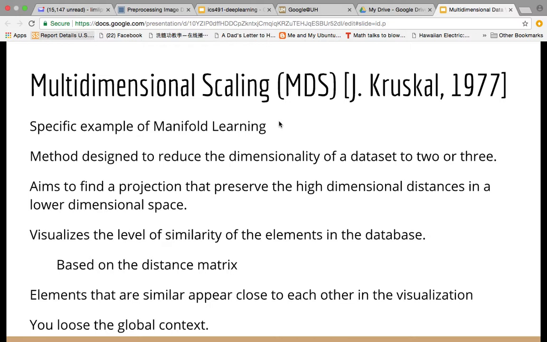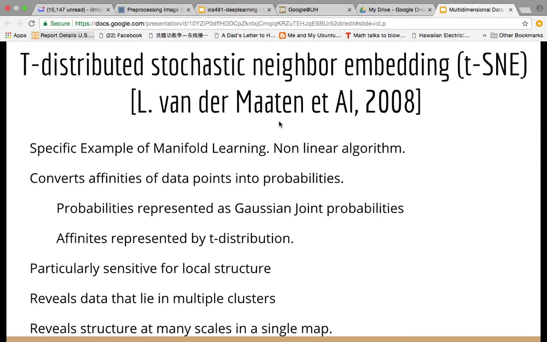The idea is the same thing as before. You're trying to reduce dimensionality to 2 or 3 dimensions so that you can visualize them. You do this by visualizing the similarity of the elements in the database. So again, you lose the context of the information. You don't know if the points have higher values or lower values for some attributes. You just know that the elements are similar to each other.